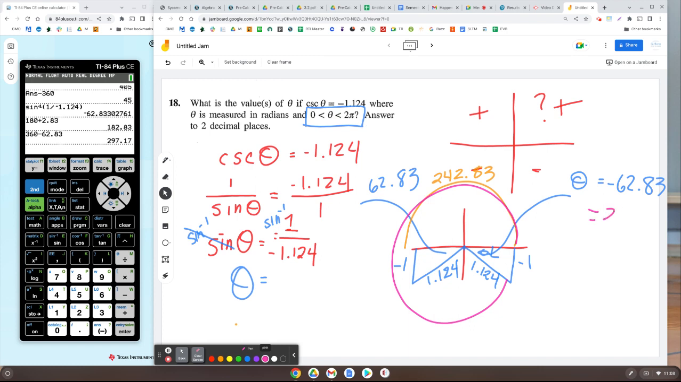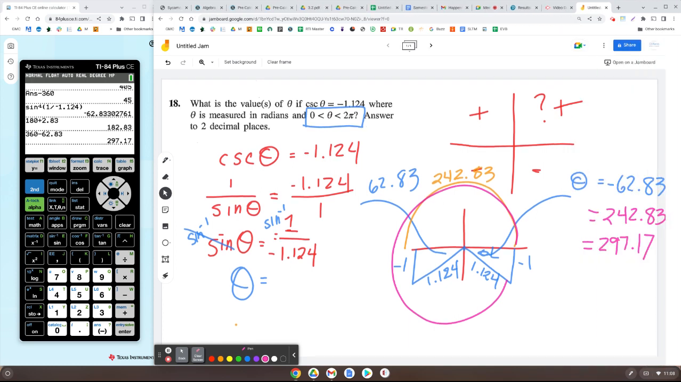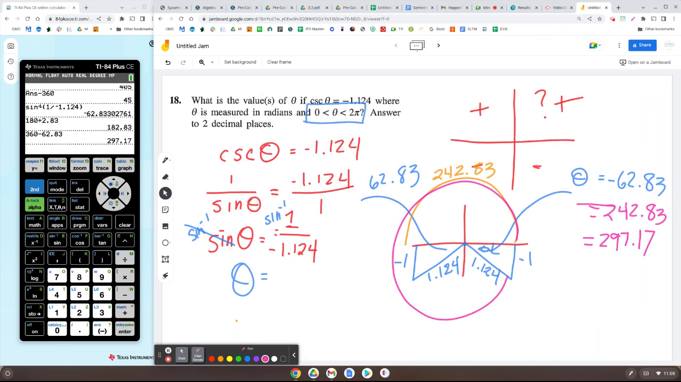So we got 242.83 and you got 297.17. Okay. The last thing to do is take these and change them into radians. So here we go. 242.83 times pi divided by 180.